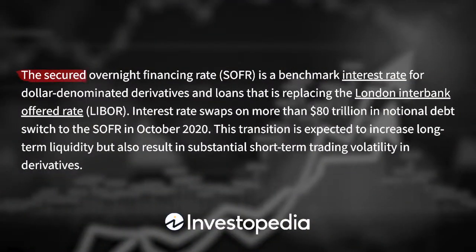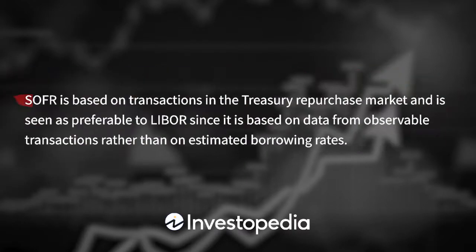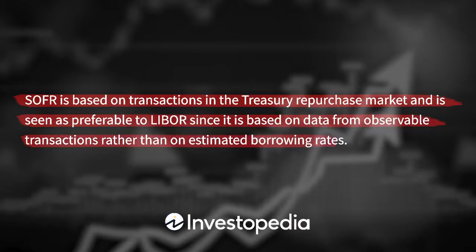The Secured Overnight Financing Rate, or SOFR, is a benchmark interest rate for dollar-denominated derivatives and loans that is replacing the London Interbank Offered Rate, or LIBOR. SOFR is based on transactions in the Treasury repurchase market, or the repo market, and is seen as preferable to LIBOR since it is based on data from observable transactions rather than on estimated borrowing rates.